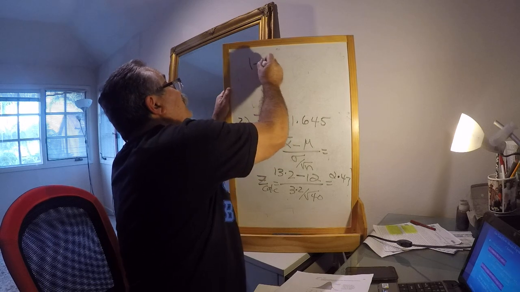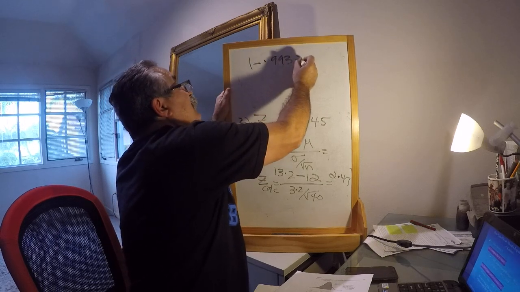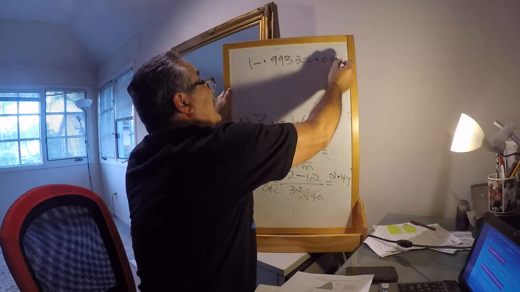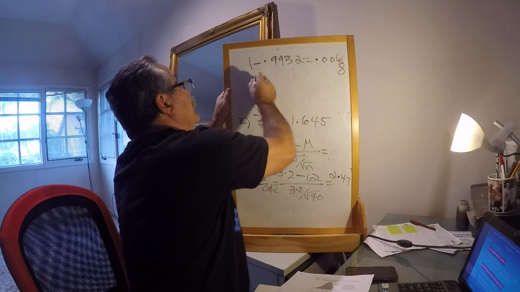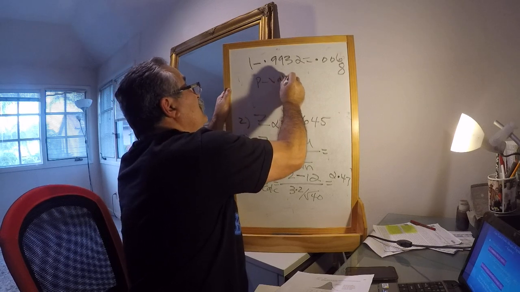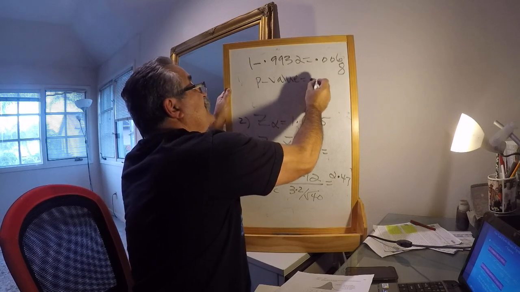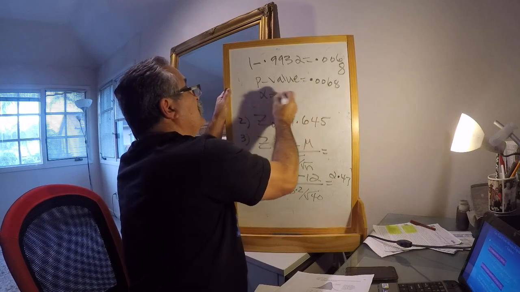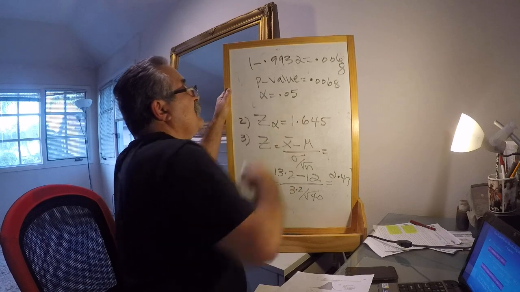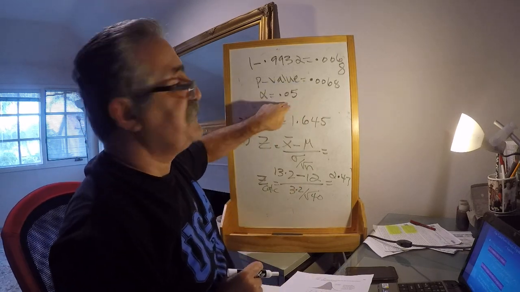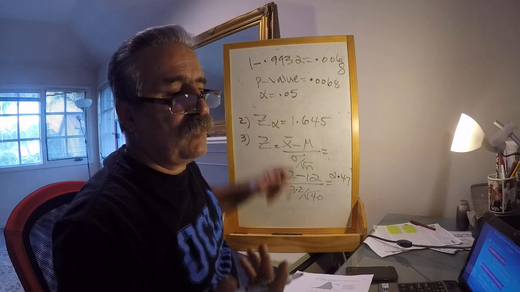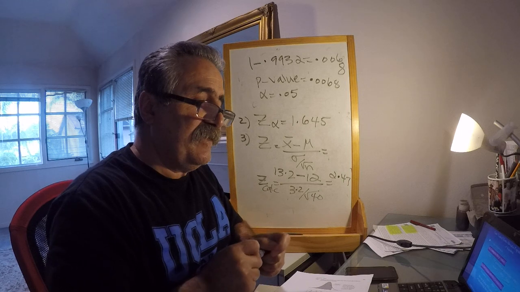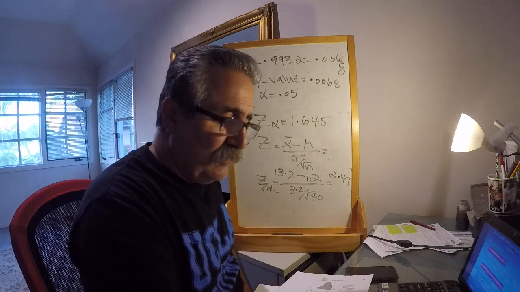So 1 minus 0.9932 is equal to 0.0068. This is our p-value. So the p-value is equal to 0.0068. Compare this with the alpha, which is 0.05. This is less than this. Therefore, we have to go ahead and reject the H0. They cannot achieve their goal.